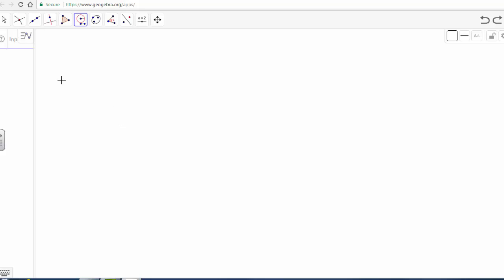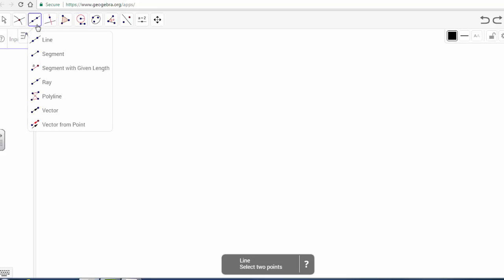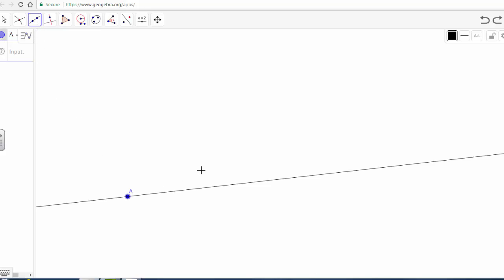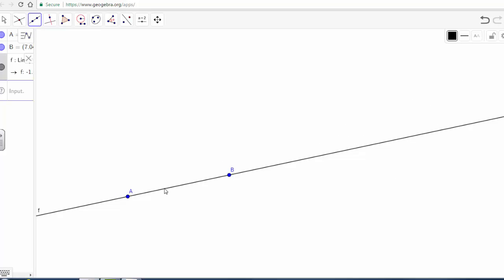We're going to cover two different ways of constructing a rhombus. So the first way is to make a line. As you saw, I picked the line tool, and I'm going to make a line by dropping 2 points.